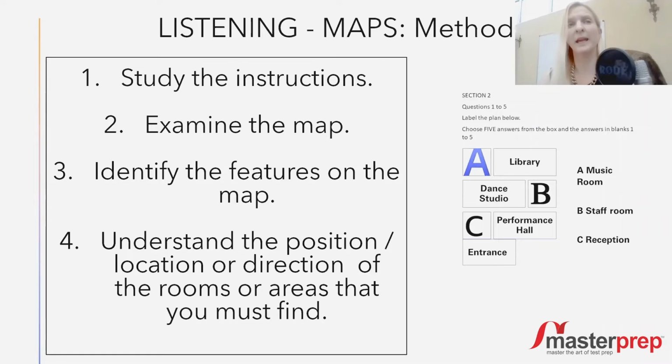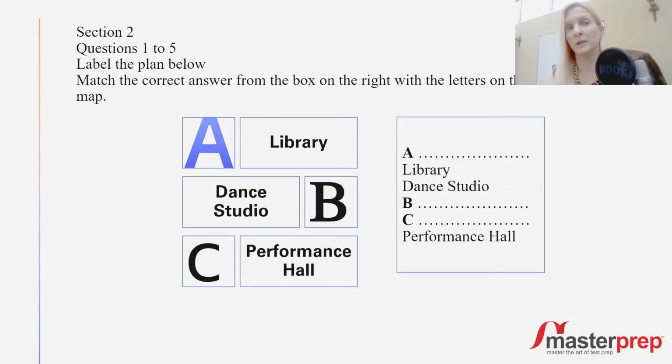Number 4, understand the position, location, or direction of the rooms in relation to the map. So if you look at A, we see it is in the top left corner of the map, or the northwest of the map. B is on the right-hand side opposite the dance studio, and C is on the left, straight ahead of the entrance. So when you know what the position is of the missing spaces or places or points on your map, you can remember the direction or the location so you're ready to hear it in the audio when you listen.